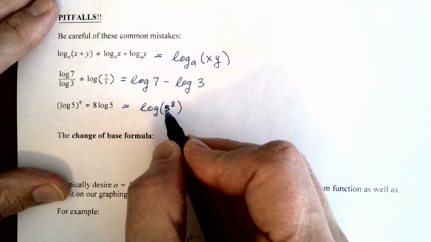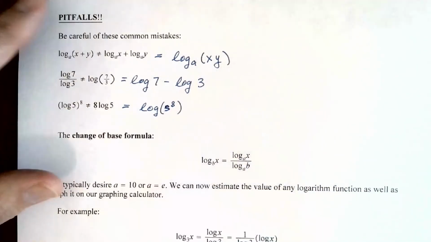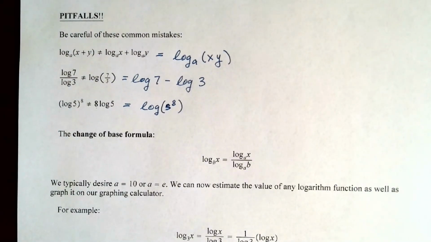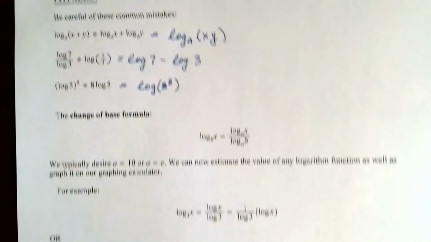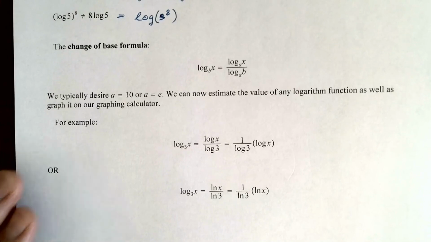Okay, log of 5 to the 8th power, we can bring the power down. So these are common mistakes, so definitely review those. I want to close this section out then with a change of base formula.